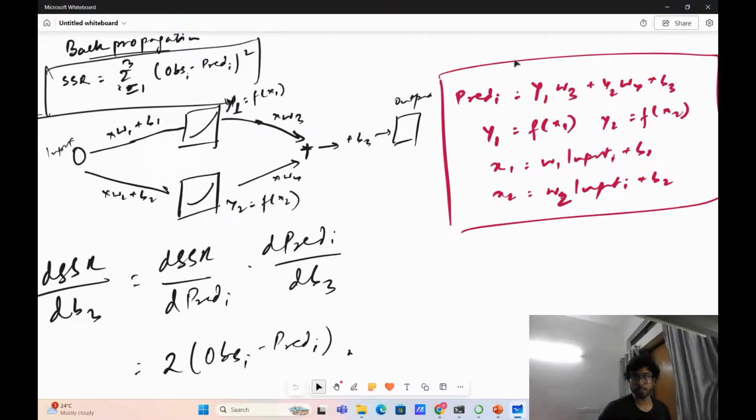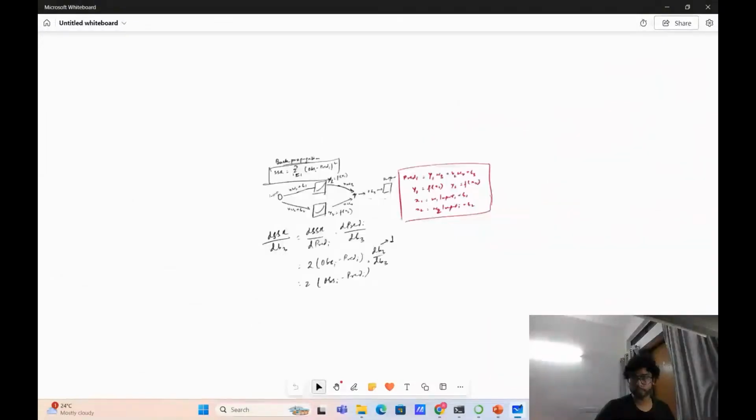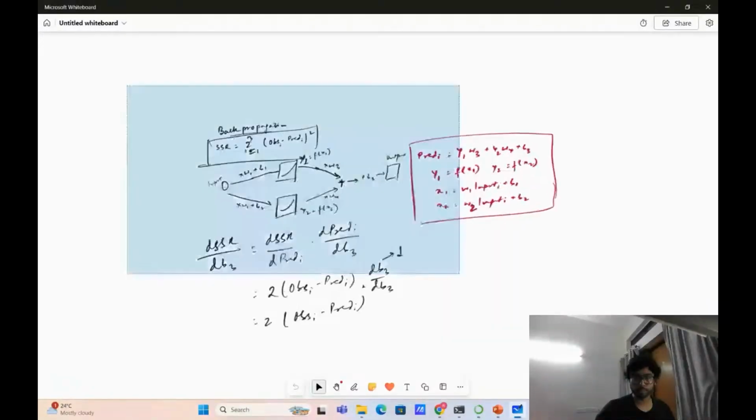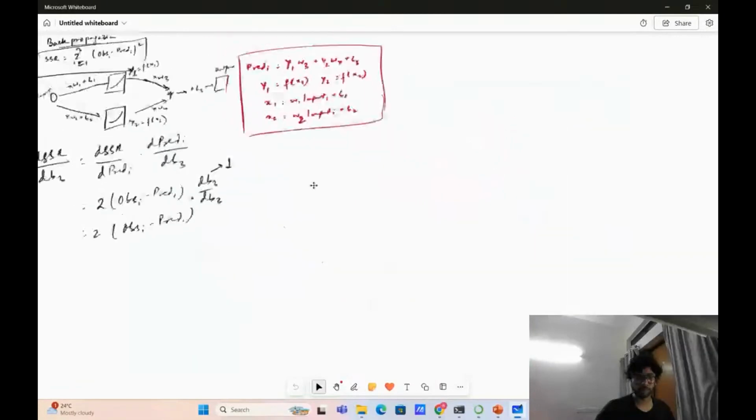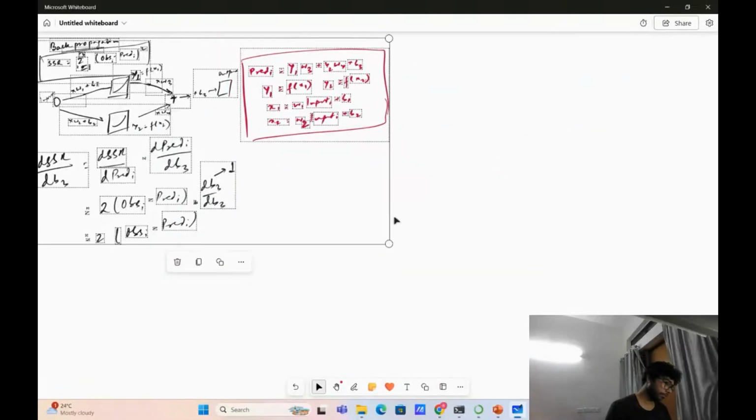So you look at this expression. So you see where is B3? B3 is here. Rest y1, w3, y2, w4, these don't depend on b3. So all the derivative of these terms will become 0. Only the derivative of b3 with respect to b3, that is just 1. So we just get twice of observed minus predicted. Okay, is that clear? Right?